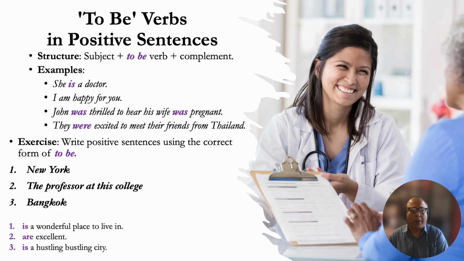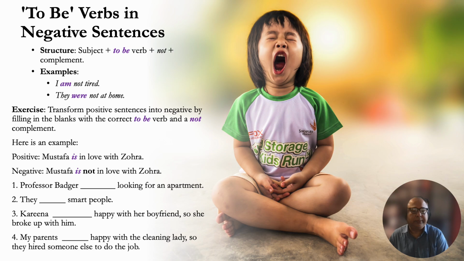Okay, so there are positive to be verbs, and they're called positive because I am happy for you, for example, right? That's not a negative thought. Or John was thrilled to hear his wife was pregnant. Okay, so use New York, the professor at this college, and Bangkok, and try to write positive sentences using the correct form of to be verb. So try it, pause the video, and then complete the exercise.